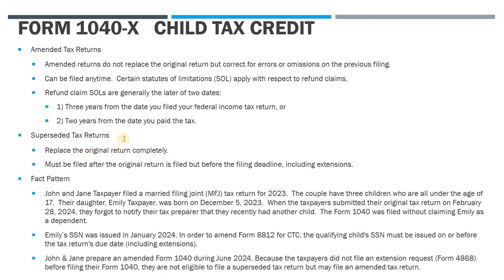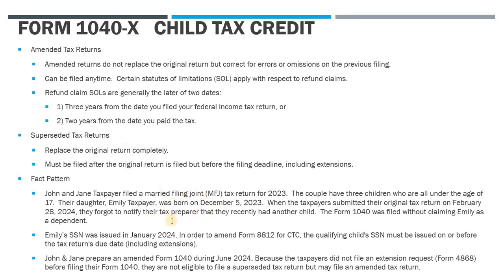Now, superseded tax returns are a little different. So when you file a superseded return, you're replacing the original return completely. So it's almost as if it never happened. Now, there's a bit more of a time constraint here, right? So superseded returns can only be filed after you submitted that original return, but you have to file the superseded return before the original filing deadline or the extended deadline. So if you're filing 2 years after that deadline is passed, superseded isn't going to be available to you. You might still be able to get an amended return in, but superseded is off limits.